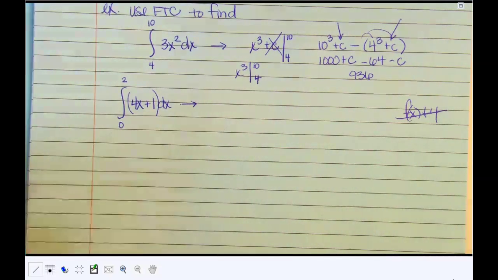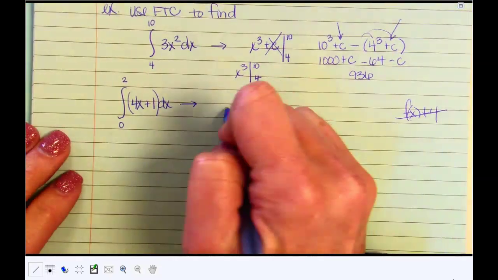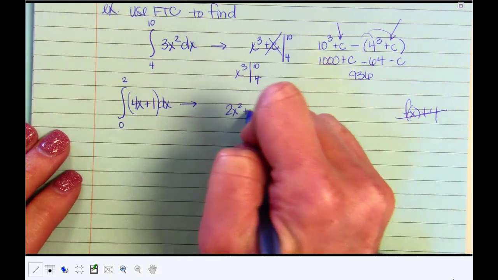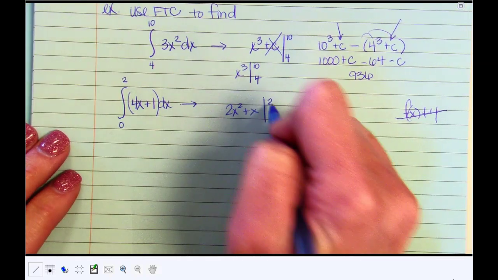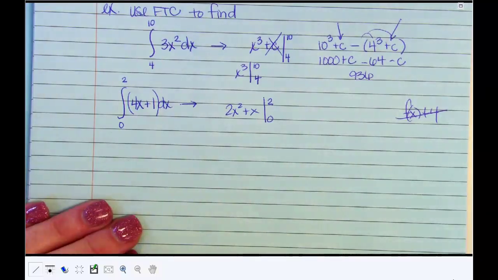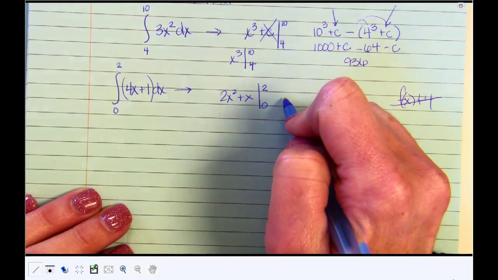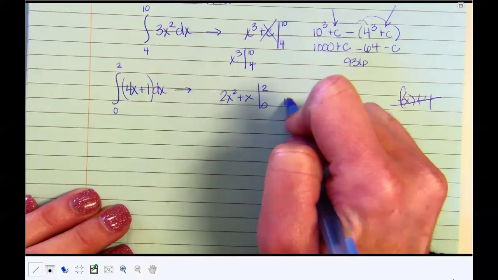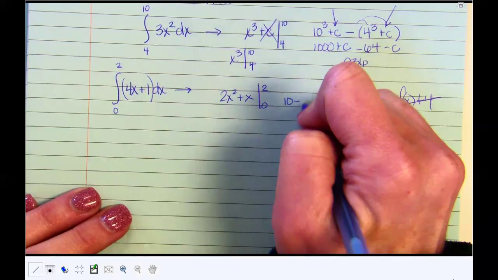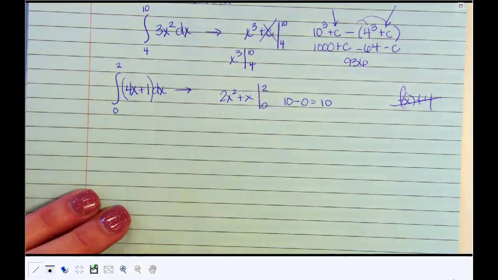What's its antiderivative? 2x squared plus x. We're going to evaluate that at 2 and 0. Plug in the 2. And what do you get? 10. Yep. Plug in the 0. And what do you get? 0. Super easy, and so the answer is 10. So you always do the top one minus the bottom. Always, top minus bottom.